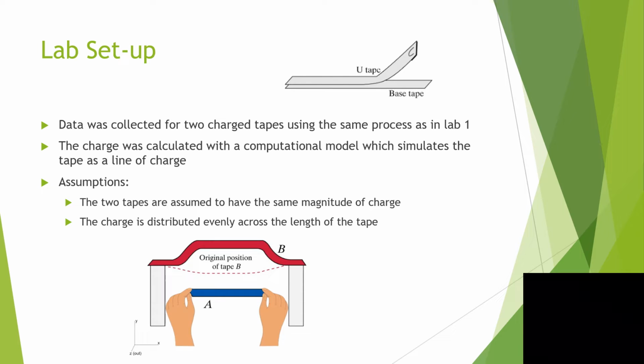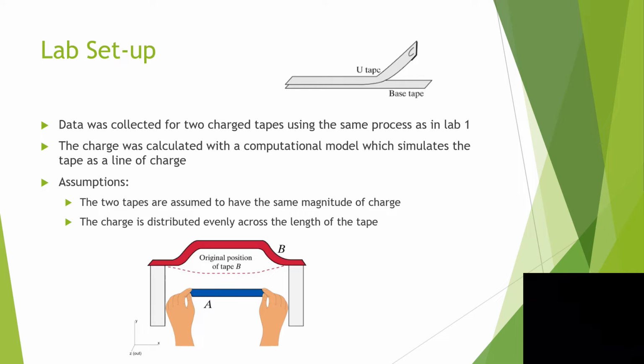In this lab, we collected data for two positively charged tapes using the same process as in Lab 1. We made two positively charged tapes and then measured the distance traveled by one of the tapes when we placed one of the positively charged tapes beneath the other positively charged tape. We then used this collected data to build a computational model which simulates the tape as a line of charge and can then calculate the charge of tape B.